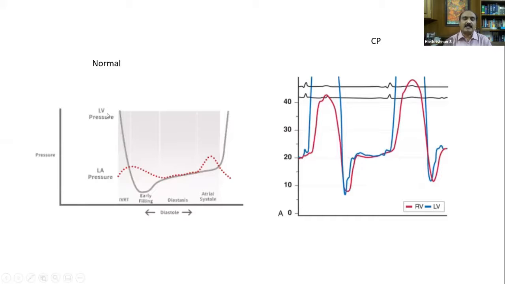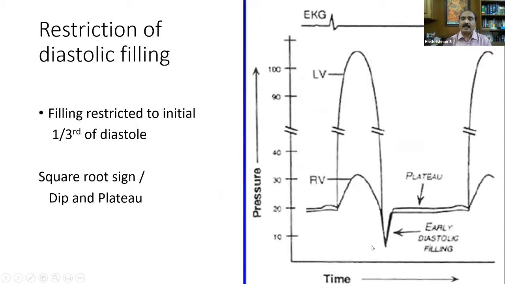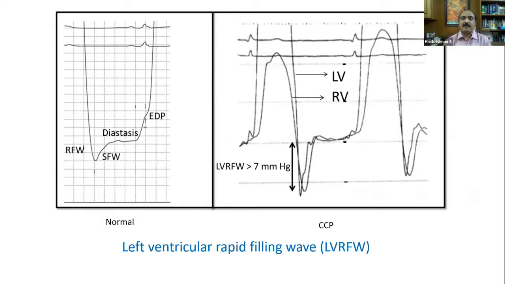So normally what happens is that the atrial pressure slowly rises, and finally you will have an atrial contraction which completes the diastolic filling. In constriction, the filling is restricted to early diastole. Once it reaches that particular pressure, it stops. Then there is no further filling. So this is the dip and plateau pattern. Filling is restricted to the initial one-third of diastole, the square root sign, or dip and plateau. This is the rapid filling wave I mentioned. The rapid filling wave of more than 7 millimeters is an indicator of restrictive physiology.